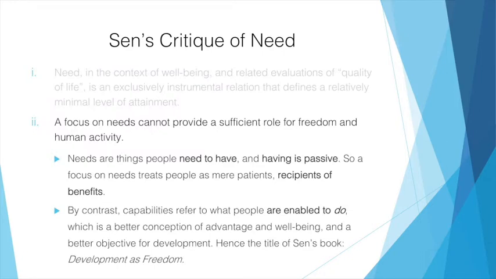Second part of the critique. A focus on needs cannot provide a sufficient role for freedom and human activity. The idea here is that needs are things people need to have, and having something is something passive. A focus on needs in development therefore treats people as mere patients or recipients of benefits. By contrast, capabilities refer to what people are enabled to do, plausibly a better conception of advantage and well-being, and a better objective for development. So runs the critique, and hence the title of Sen's book, Development as Freedom.